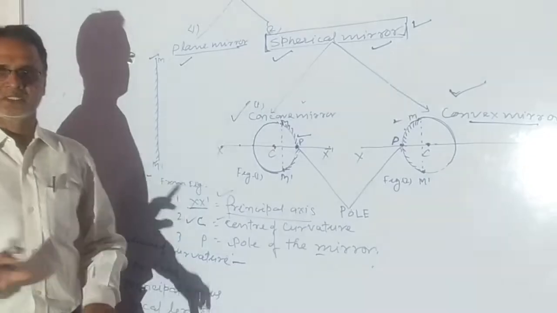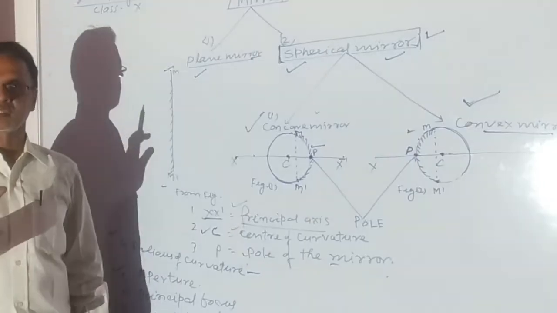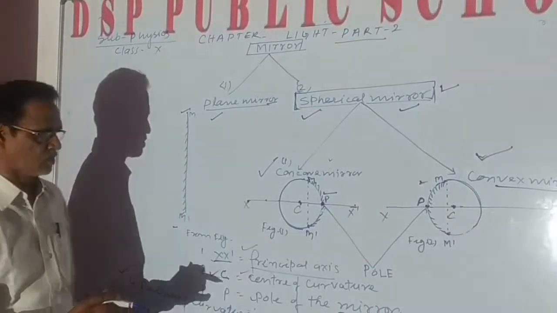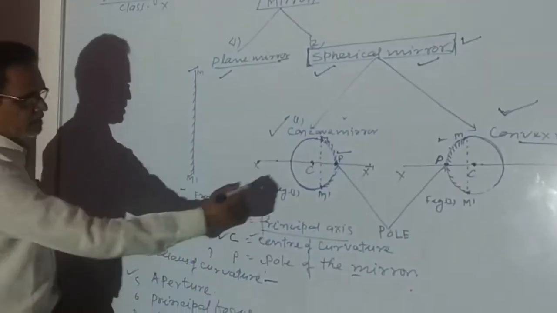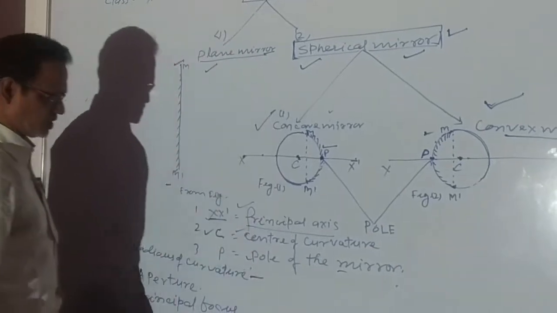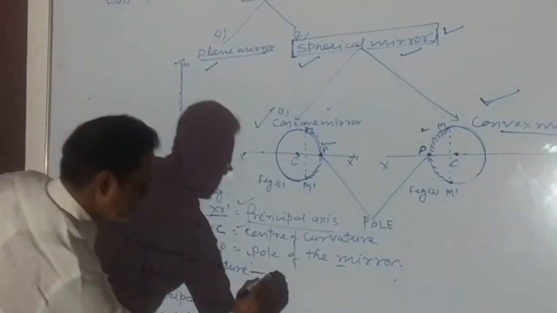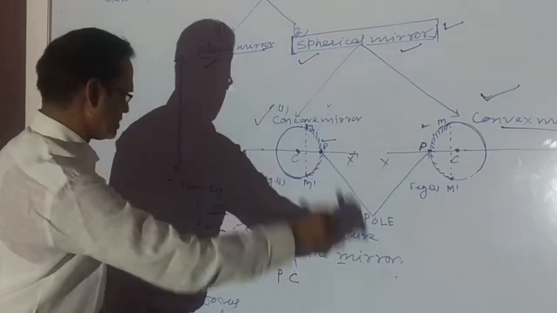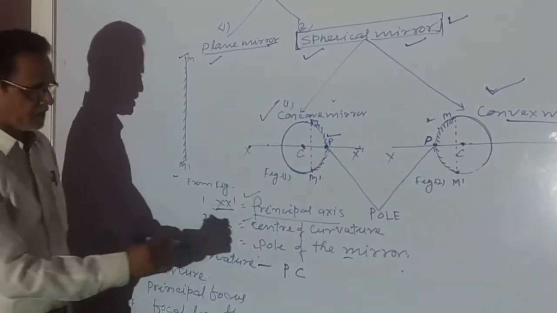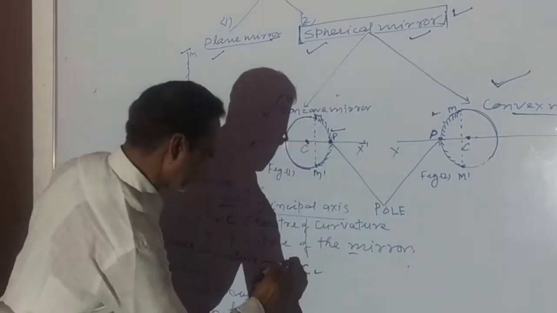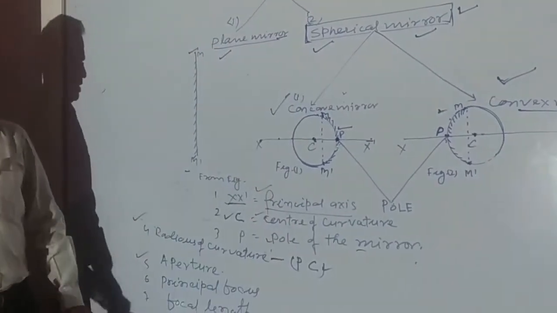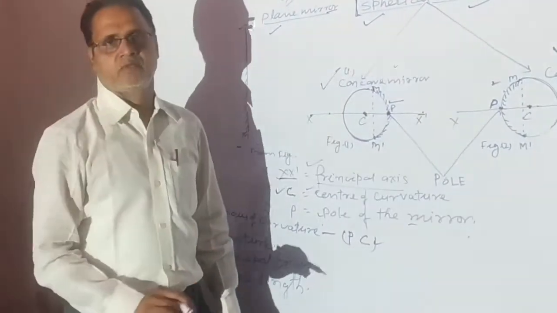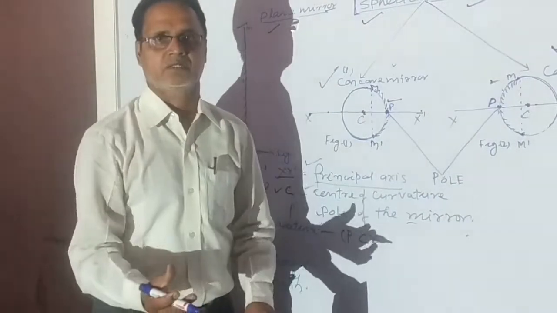Radius of curvature is defined as the radius of a hollow sphere of which the mirror is a part. Okay? In the figure, PC is the radius of curvature. PC, this is the pole and center of curvature. Okay, this is radius. PC, this is radius of curvature. It is defined as the radius of a hollow sphere of which the mirror is a part.